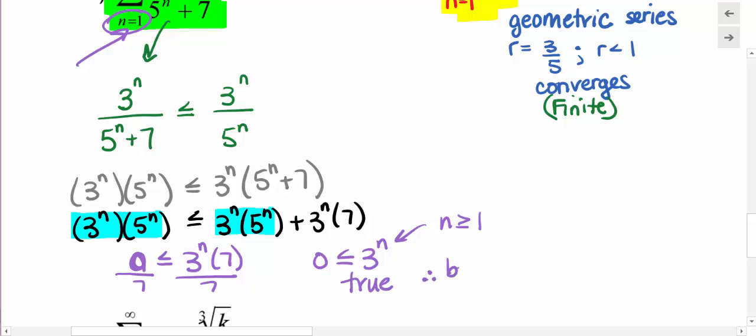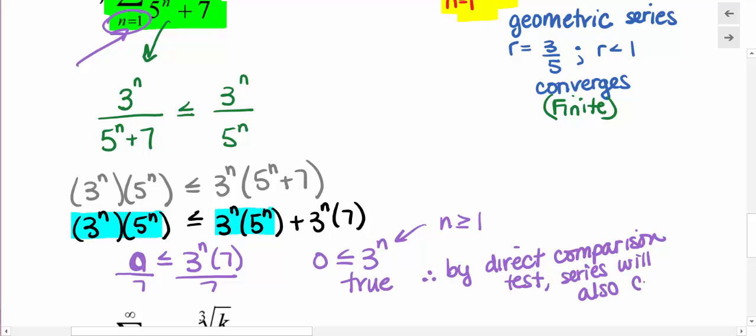Therefore, by the direct comparison test, so you can write it out, or you can call it DCT, whatever's going to make sense to you later, my green series will also converge.